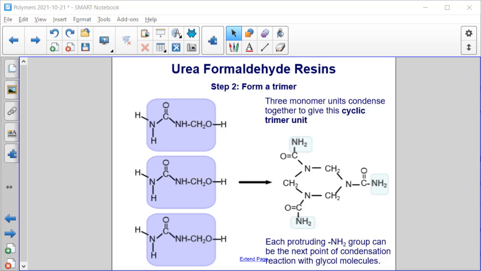All right, step 2, after we form that monomer, you see here's one monomer. These 3 monomer units condense together to give a cyclic trimer unit, which is pictured on the right. So we have a cyclic trimer unit, each with a protruding NH2 group that can be the next point of condensation reaction with glycol molecules.